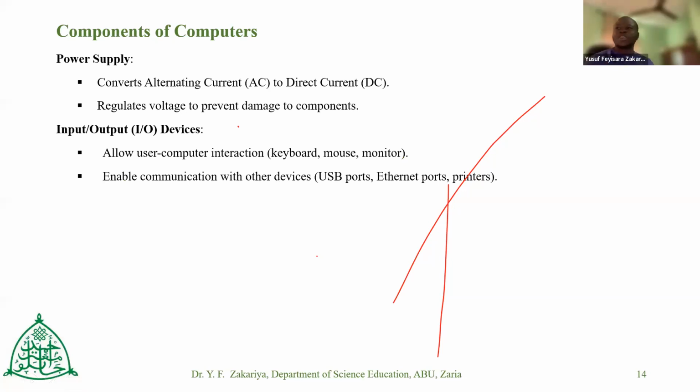Another component of the computer we can talk about is that of the input and output devices. We're going to have a section on this shortly. So this allows user-computer interaction, like the keyboard, the mouse, okay? And then it enables communication with other devices like the USB port, the external ports, the printers, the output.